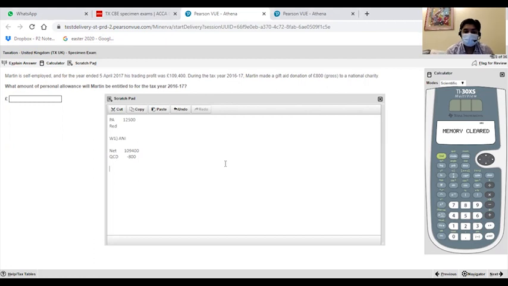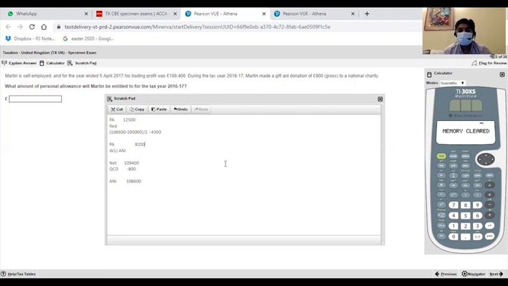So if I calculate the ANI, that will be 109,400 minus 800. The ANI is 108,600. Now I'll calculate the reduction, and that will be 108,600 minus 100,000 divided by 2. The reduction is 4,300. Now I don't have to follow a format, right? So my remaining personal allowance will be 12,500 minus 4,300. And this gives me a total of 8,200. And this is the answer for that question.